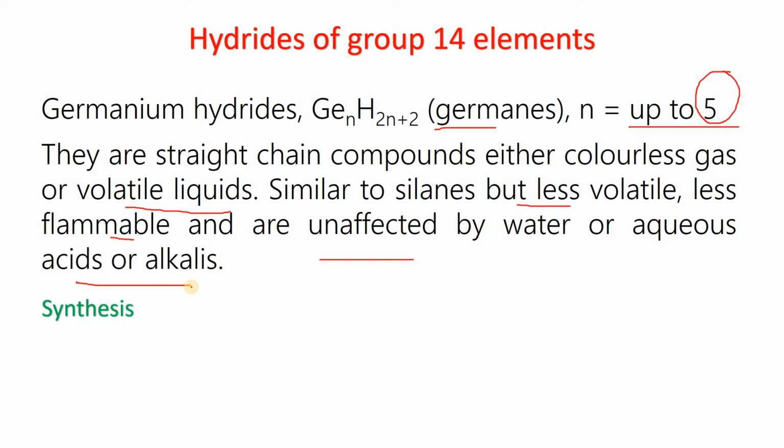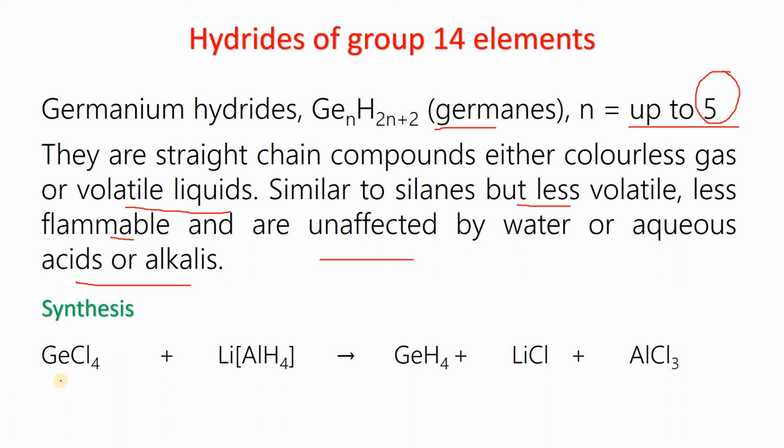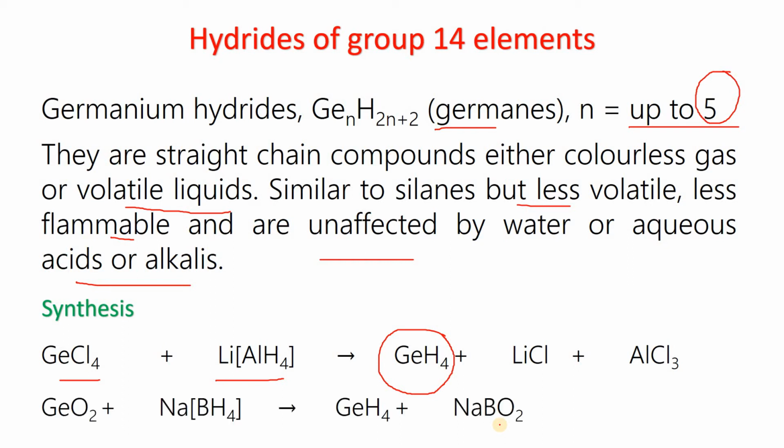So synthesis, how will we synthesize it? When germanium tetrachloride is reduced with lithium aluminum hydride, we will get the corresponding germane, monogermane GeH4. Second method, you can prepare the same compound from germanium oxide, germanium(IV) oxide. Again the reducing agent, sodium borohydride this time, and we will get GeH4, germane, and sodium metaborate NaBO2.